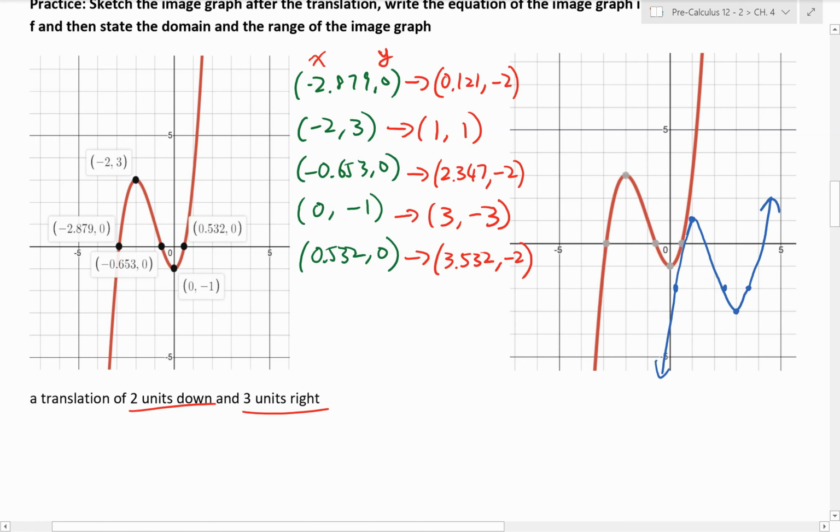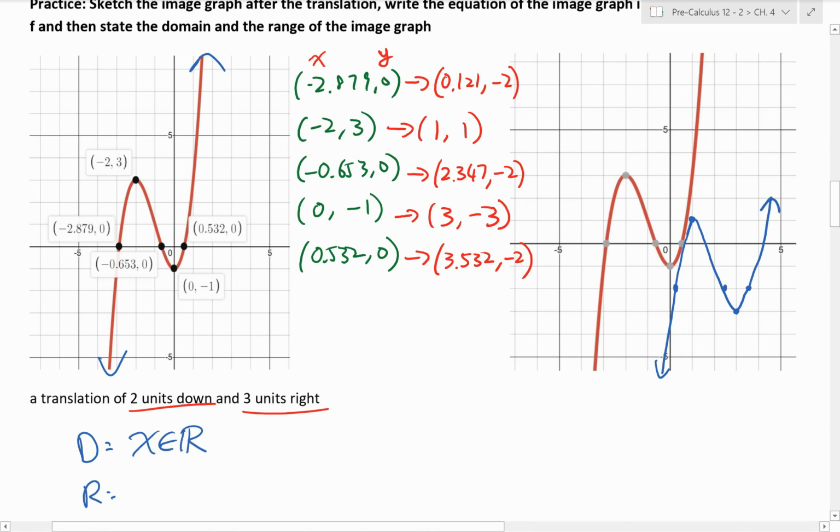Now I need to state the domain and range. Looking at the original function, what's the domain and range there? Well, this graph keeps going forever to the left and down. This side of the graph keeps going up and to the right forever. Therefore, the domain and range here would be all real numbers, and therefore the domain and range of the image will also be all real numbers.